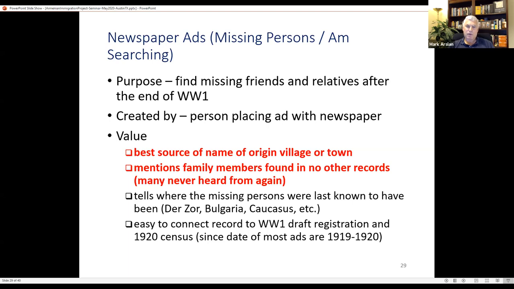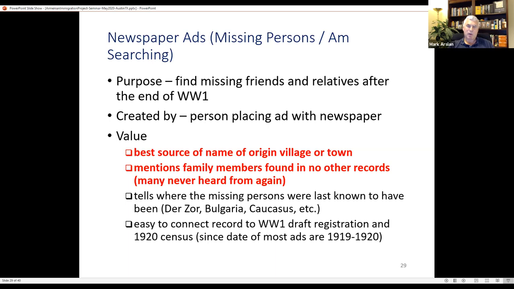Those of you who can read Armenian can see some of the other information that's in there that I haven't abstracted, such as where this person was last known to have been, or maybe they mentioned I got a letter from this person in 1917 from Bulgaria or something like that. These are some fantastic records, and I've just kind of scratched the surface on trying to abstract some of these things. I think these are some of the most interesting and heartbreaking, some of these ads trying to find family members that they never found again.